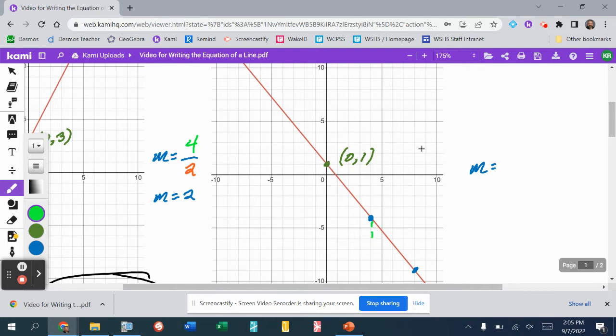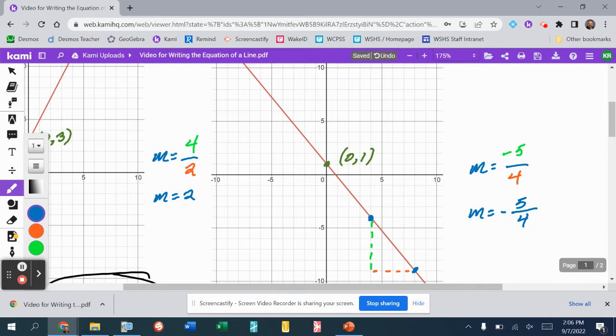So 1, 2, 3, 4, 5. So the rise, if you will, for this line is negative 5. And the run is going to be 1, 2, 3, 4. And so my run is going to be a positive 4. Now, again, put this into your calculator to make sure it's simplified, and it's just going to return negative 5/4 because it's already in simplest form.